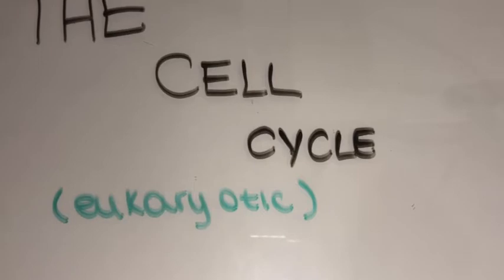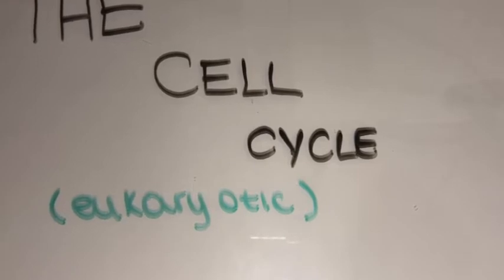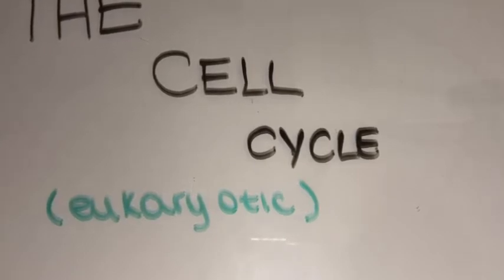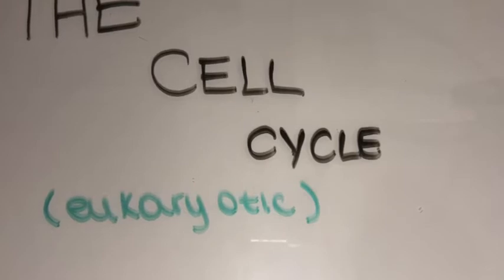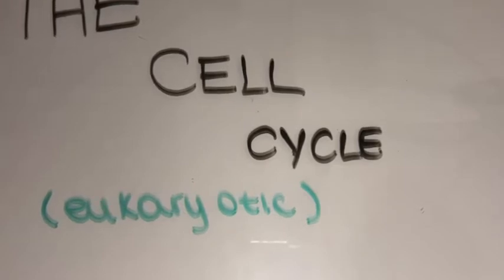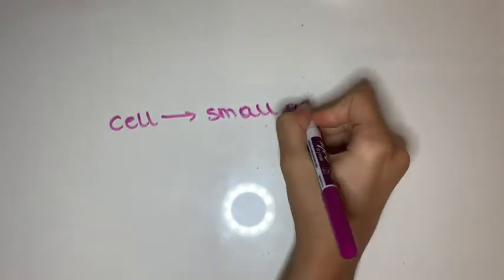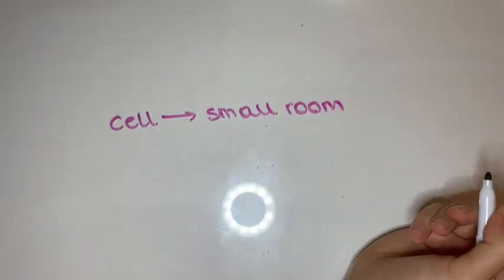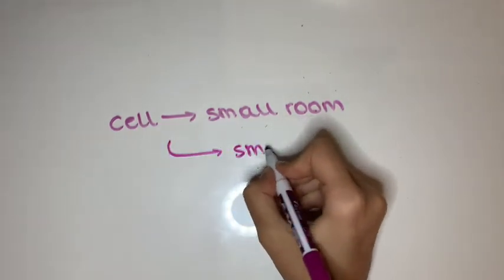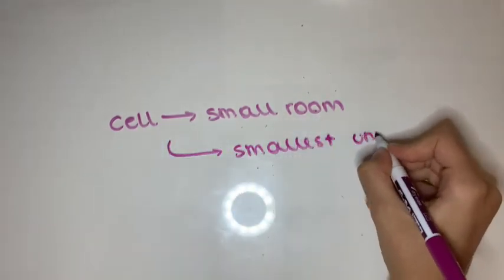Okay, firstly, the cell cycle is a sequence of events between one cell division and the next. It's basically the stages in which the cell grows and prepares for division and eventually divides. It has two main phases, the interphase and the cell division. But what is a cell? The word cell comes from Latin, meaning small room, and is defined as the basic structural, functional, and biological unit of all organisms. It is the smallest unit of life.